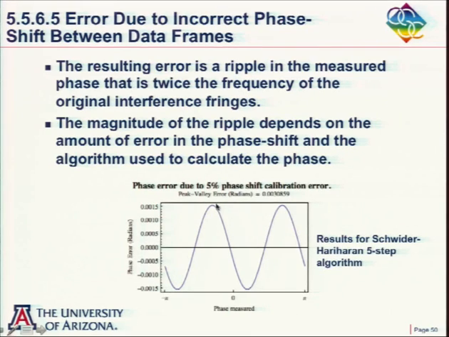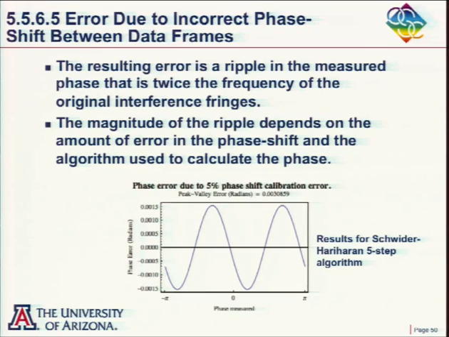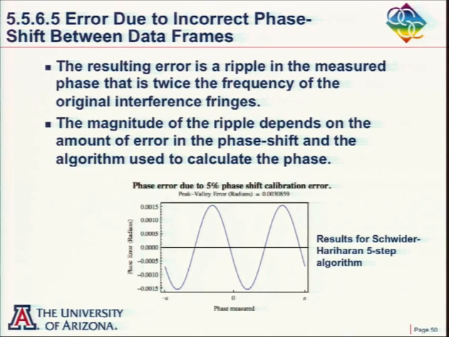And the error here actually is pretty small. The peak to valley error is 0.003 radians. So you might say, well, that's fine. So small, it doesn't bother you. The problem is if you're measuring a surface that's good, it's a very small error, but you'll see it in the test results. You'll see this double frequency error.